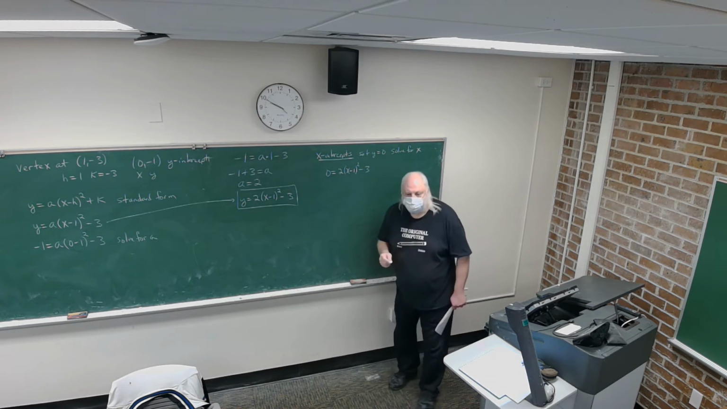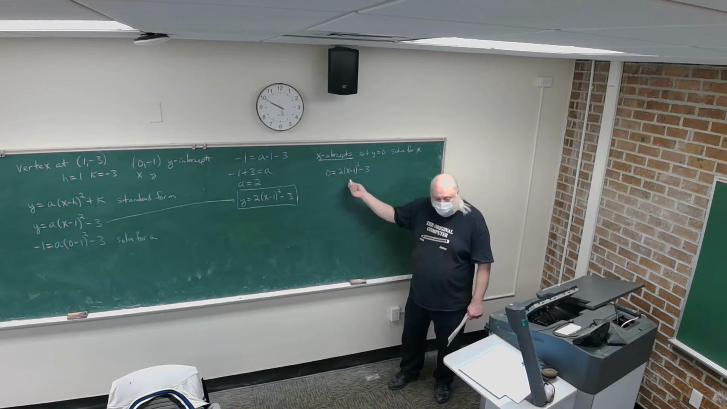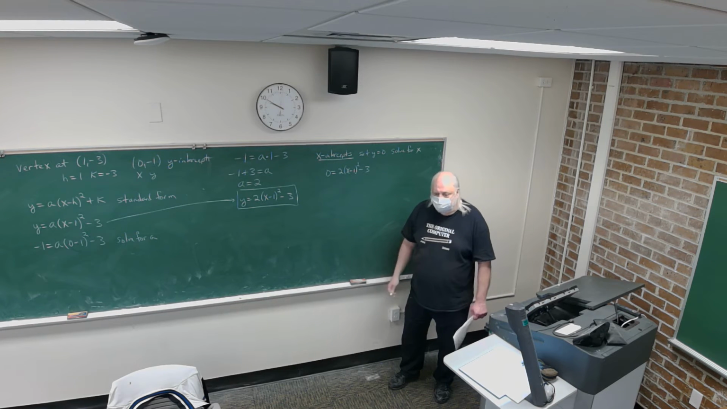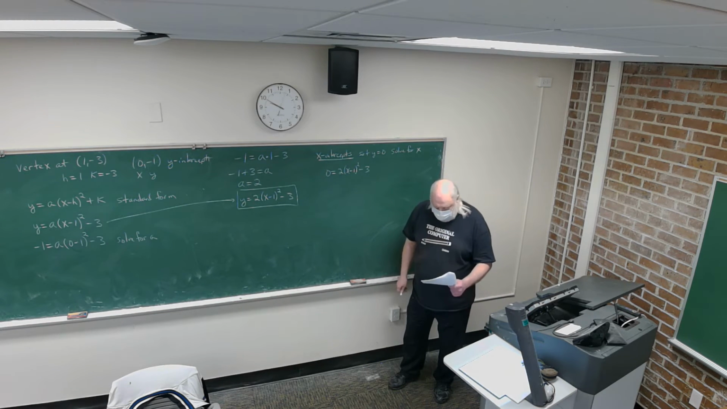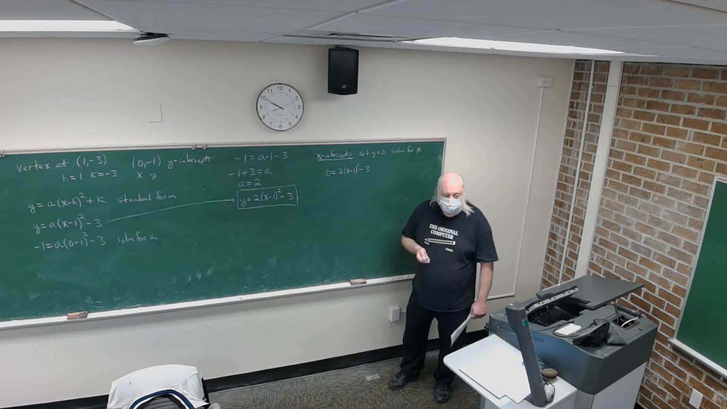Now, ladies and gentlemen, we could FOIL this, simplify the right-hand side, and then use the quadratic formula, or factor, if that works. But this is already set up. This is (x minus 1) squared. We can just use the square root method, right? We don't have to do the FOILing and all that.